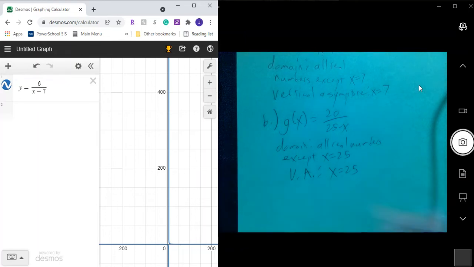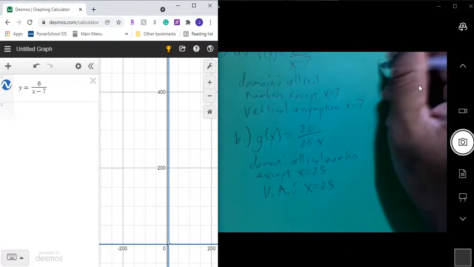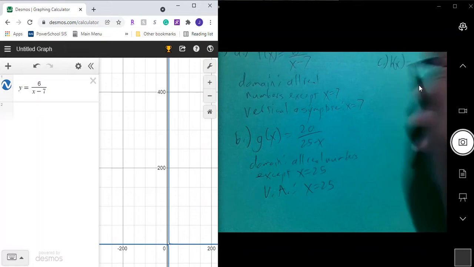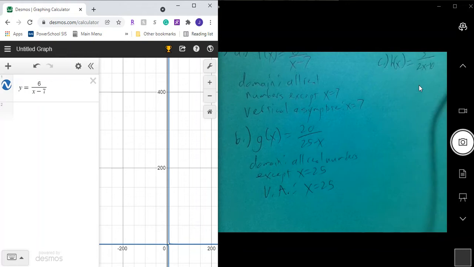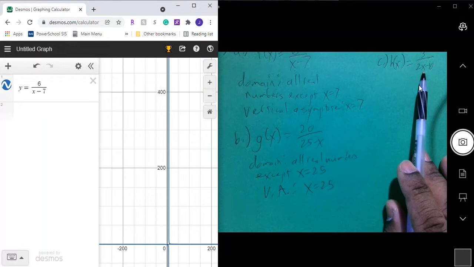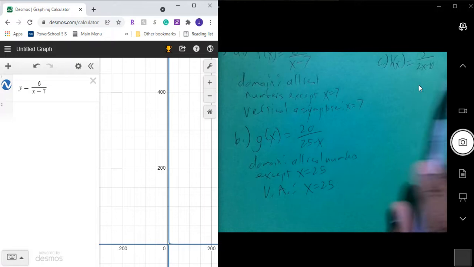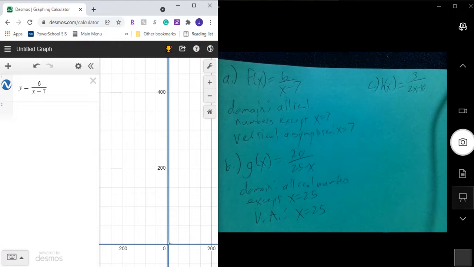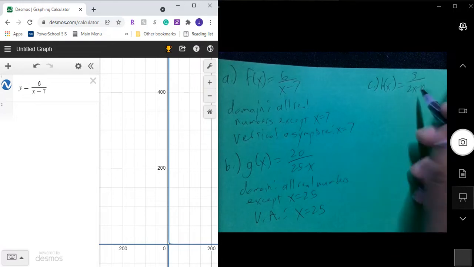And basically, C, D, and E follow the same pattern. So we have C. We have h of x is equal to 3 over 2x minus 10. Now, of course, we could do the mathematics in our mind, but let's just say you can't just look at this and tell what would make this denominator equal 0. What you could do is set this denominator equal to 0, and that will give you the restriction on your domain and also your vertical asymptote.